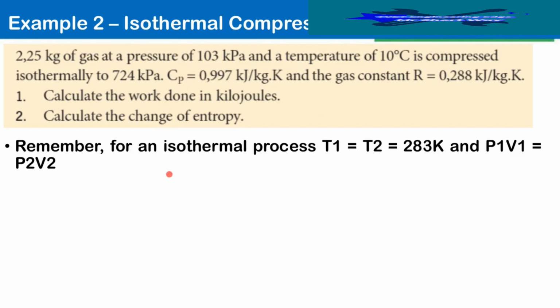This example talks about, okay, let's read the question first. This example says 2.25 kilogram, so that's the mass over there. That's P1. So they say 2.25 kilogram at P1 is 103.103 kilopascals, and the temperature T1 is 10 degrees Celsius. It's compressed isothermally to a pressure of P2 is 724 kilopascals.